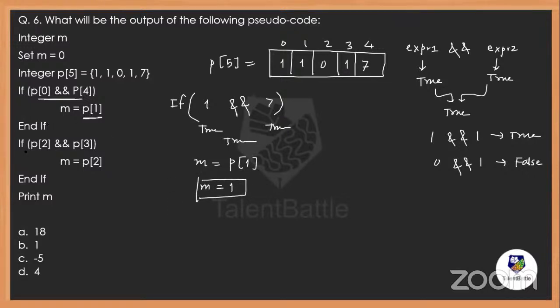Then in the second if, we are taking p of 2. P of 2 is 0, logical ANDing with p of 3, that is 1. Now here 0 means false and 1 means true, so the final result will be false. As the condition is false, the expression m equals p of 2 will not execute. The value of m will not change; it will be 1 only. Then we have to print the value of m. So the m value is 1, and the answer is option B.